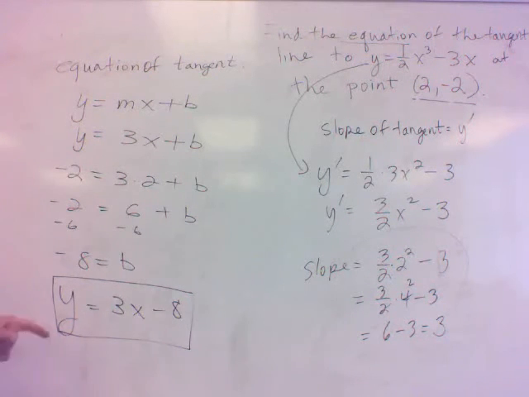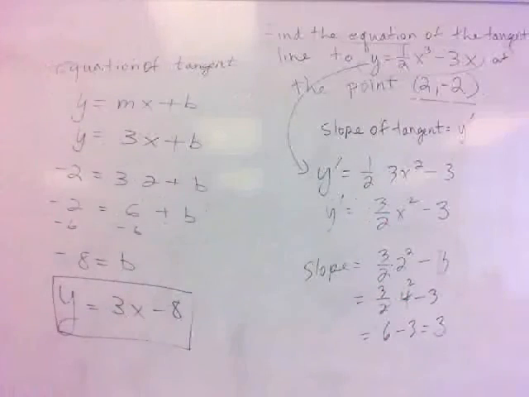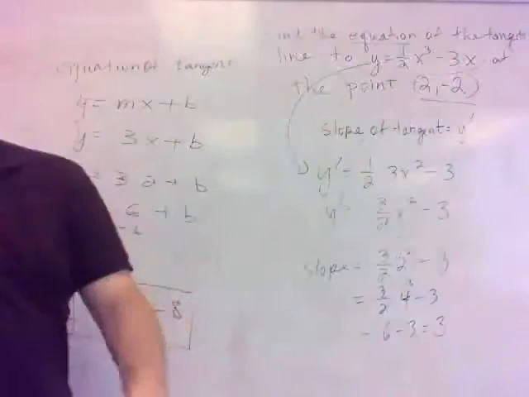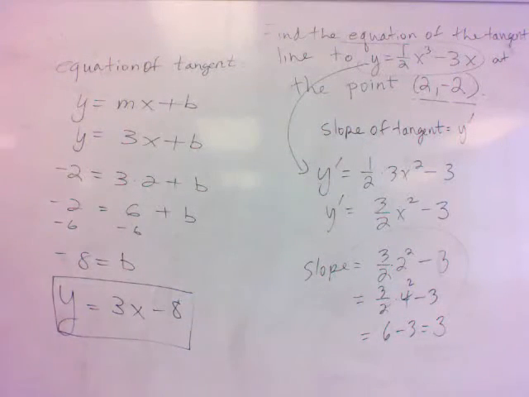So if we were to graph 1/2 x cubed minus 3x and graph 3x minus 8, we should see it running tangent at 2, negative 2. So they'll probably ask you to do that, graph both of them, and see that you got it. Pretty accurate.